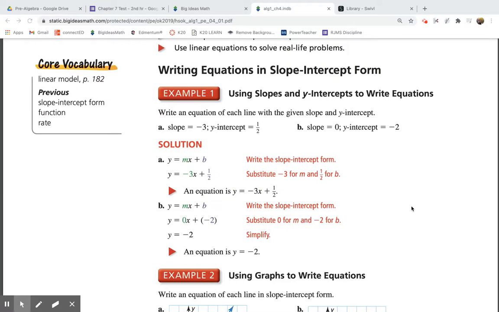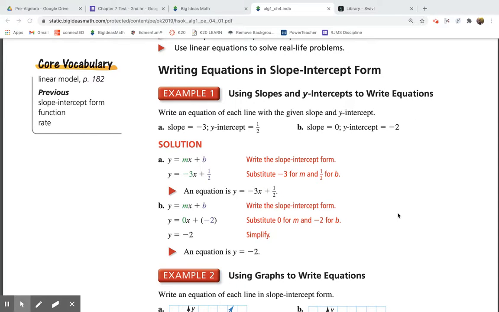So this is lesson 4-1. We are writing equations in slope-intercept form. So if you want to write that down, it's right here at the top. Writing equations in slope-intercept form. This is the beginning of chapter 4, so 4-1. So the first part, we're looking at using slope and y-intercepts to write an equation.